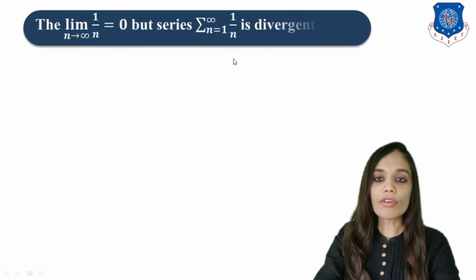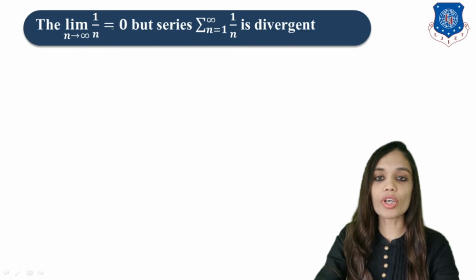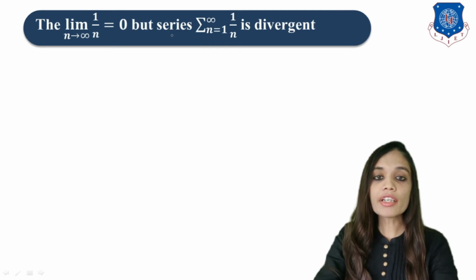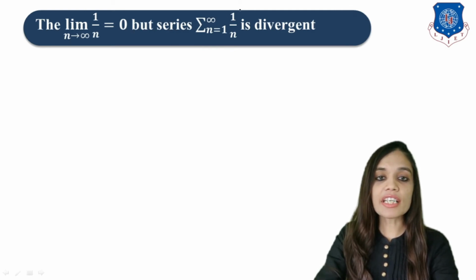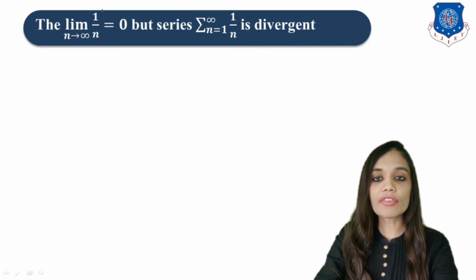Okay. Now let us see one more example. Here we are given the limit n tends to infinity 1 upon n is equal to 0. But we have to prove that our series 1 upon n is divergent. That is, we are given that the limit of nth term is 0, but the series is divergent, right? So let us prove it.